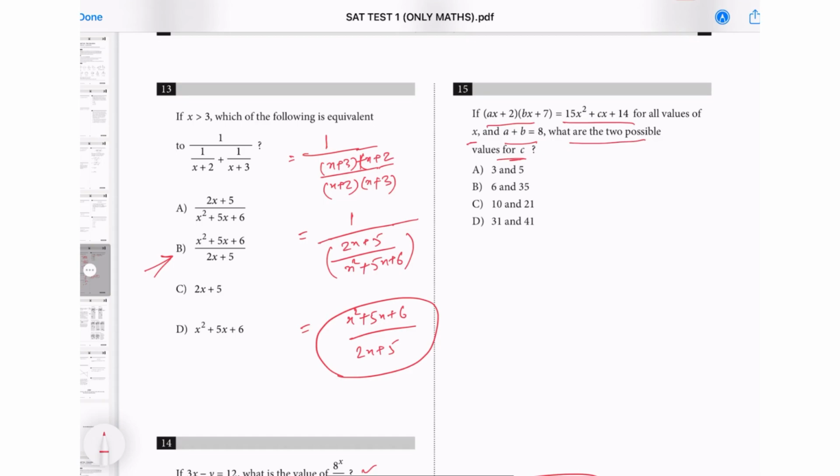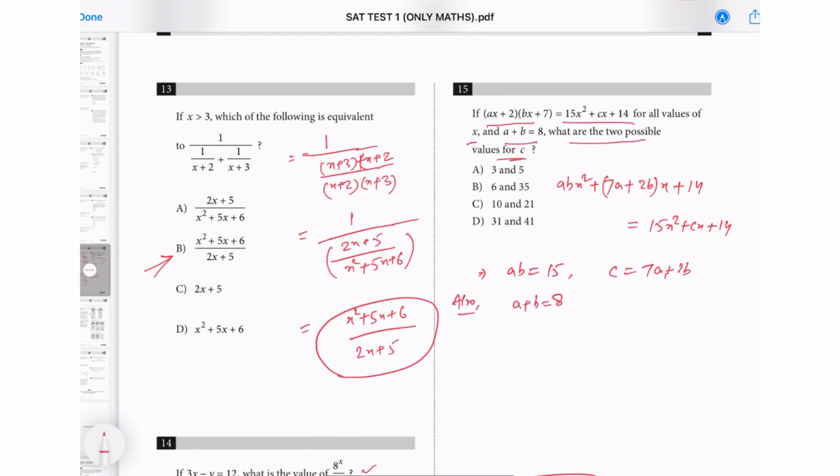Now I will simply expand the left hand side. I get ab x square plus I get 7ax plus 2bx. So I just take x common from both, and then 7 times 2 is 14. And this is equal to 15x square plus cx plus 14. Now since both are equal for all values of x, I can take the coefficients equal. C is equal to 7a plus 2b and 14 equals 14. Okay, now we also have that a plus b is equal to 8.